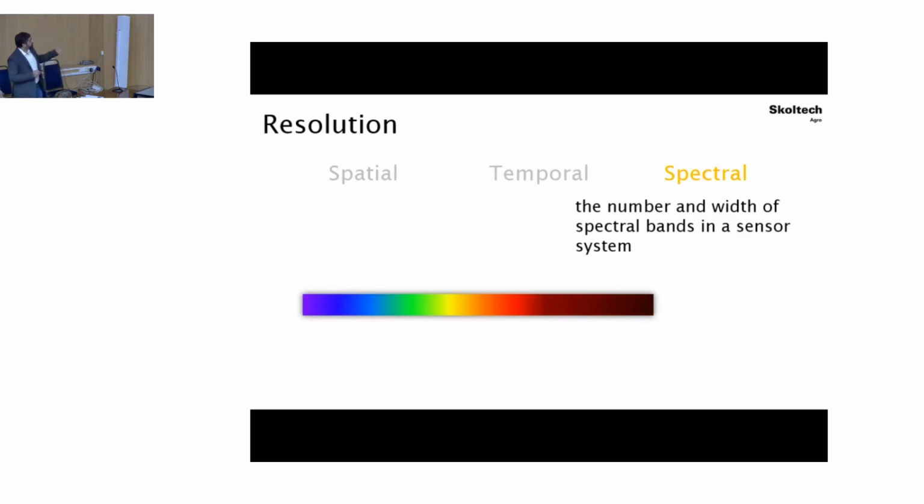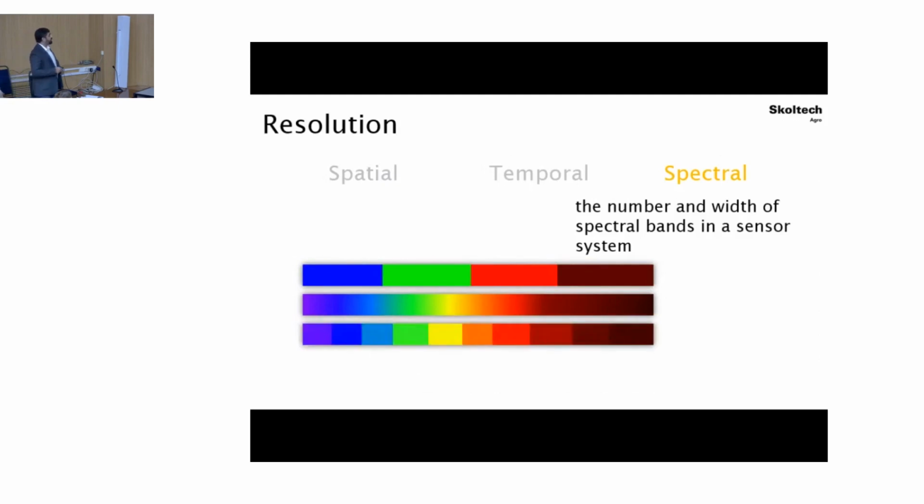So as an example, if I had a sensor with a spectral resolution of 4 bands, this is what it would measure, this is how it would give. But if I had a sensor with 10 bands of resolution, you would get much better information, right? Of course, the higher the number of bands, or the higher the spectral resolution, the more expensive the sensor.